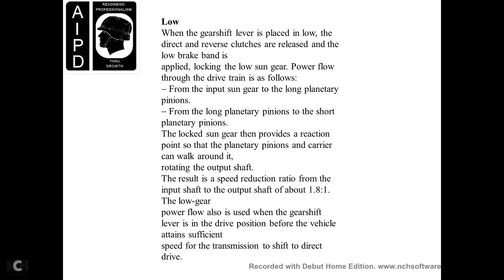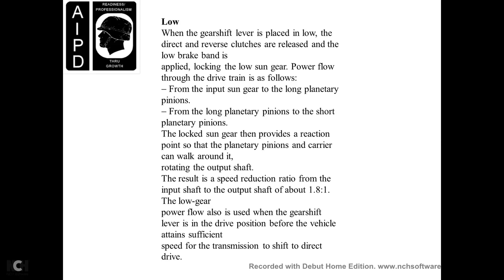Low: when the gear shift has been placed in the low position, the reverse clutch is released and the low brake band is applied, locking the low sun gear. The power flows through the drivetrain from the input shaft to the sun gear, the low planetary pinion, the long planetary pinion, and the short planetary pinion, which walks around the locked sun gear to provide the reaction point. The planetary carrier rotates the output shaft, with the result of a speed reduction ratio from the input shaft to the output shaft of 1.8 to 1 in low gear.